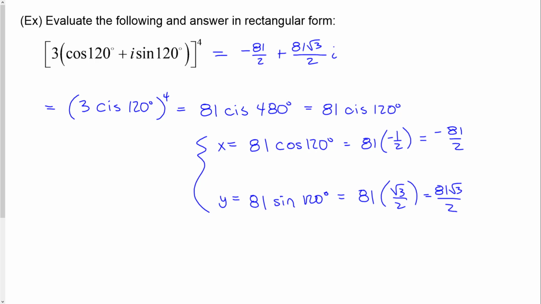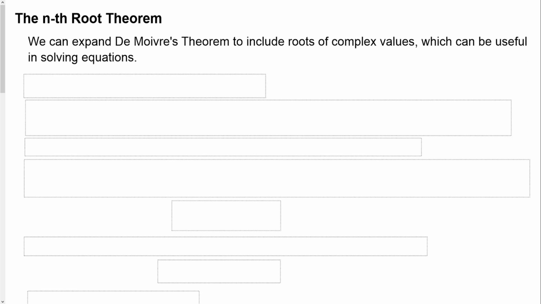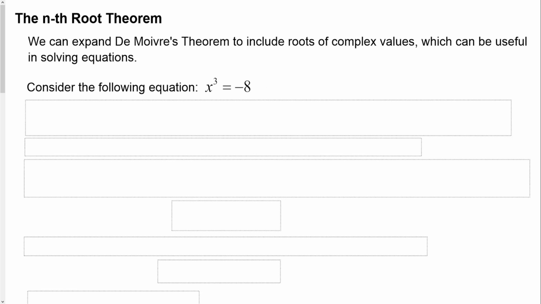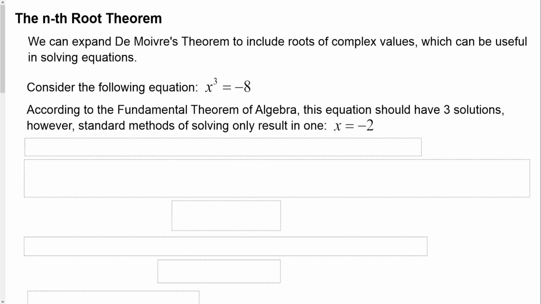But there is another part that comes out of de Moivre's theorem, which allows us to do roots of complex numbers. So, the nth root theorem. We can expand de Moivre's theorem to include roots of complex values, which can be useful in solving equations. So, if we consider the following equation, x cubed equals negative 8. According to the fundamental theorem of algebra, this equation should have 3 solutions.